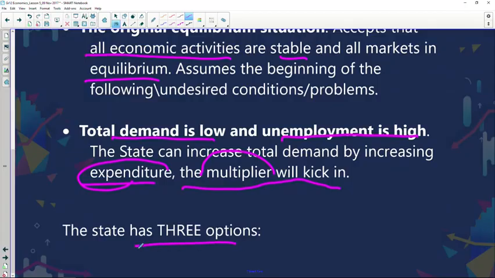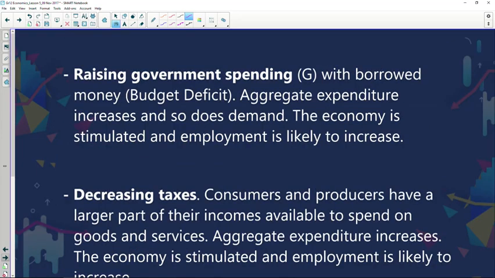So the state has three options, and we're now going to look at those options. The first option is raising government spending with borrowed money, which is a budget deficit. Aggregate expenditure increases, and so does demand. So the economy is stimulated and employment is likely to increase. So the state borrows money for government spending, and that's known as a budget deficit.